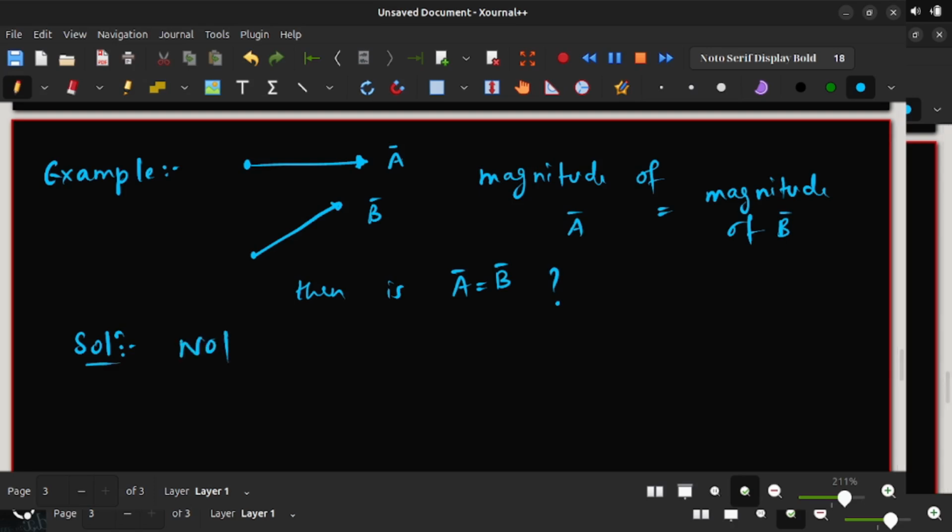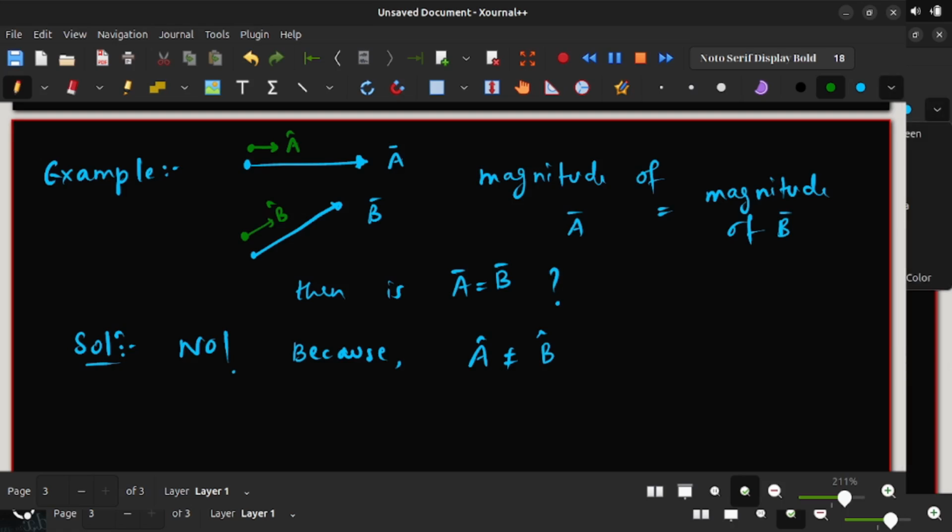What do you think? Obviously no, right? Because the directions are totally different. A cap is not equal to B cap. If you take the pointers, they are not in the same direction. You can check. It has a pointer in this direction, a little pointer like this, and it has a pointer in this direction. Remember, the length of a unit vector should be equal to 1. So obviously it's going to be a little smaller than the original vector.